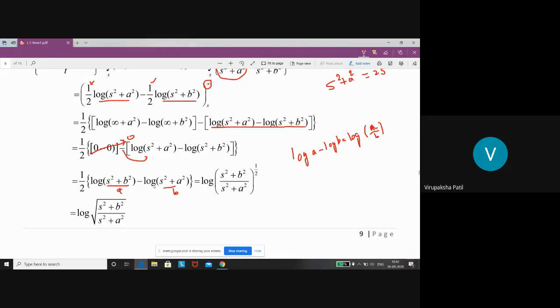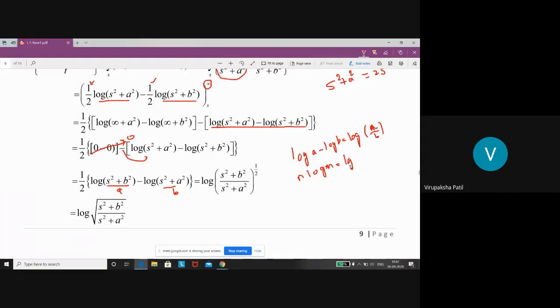So this is your a, this is your b, which means you can write it as log of (s square plus b square) divided by (s square plus a square), raised to 1 by 2. I have written it because you can use the properties of logarithm directly. I have written n log m, n log m. This can be written as what?